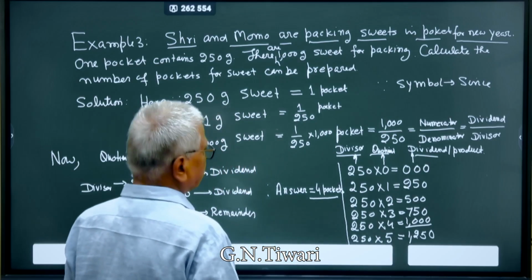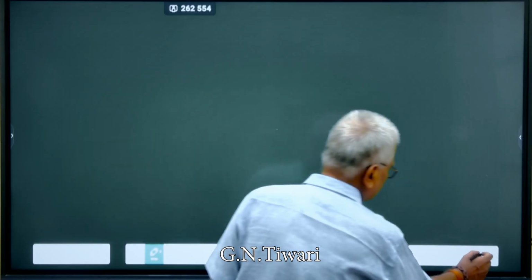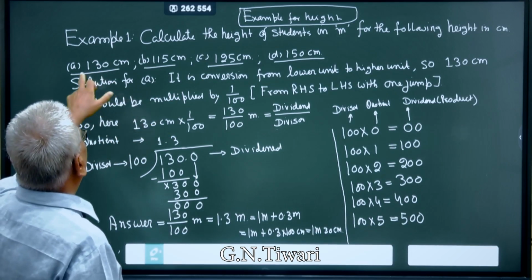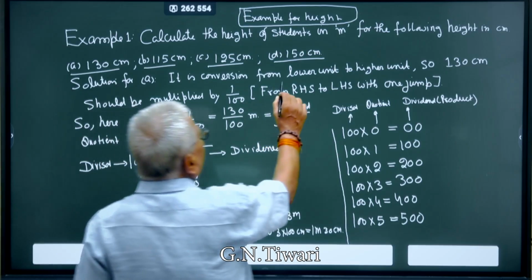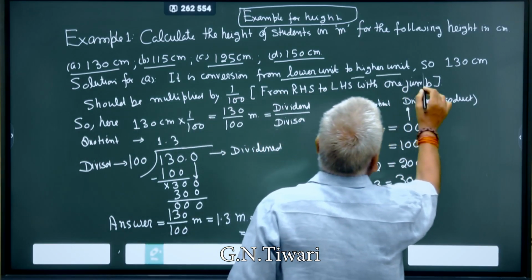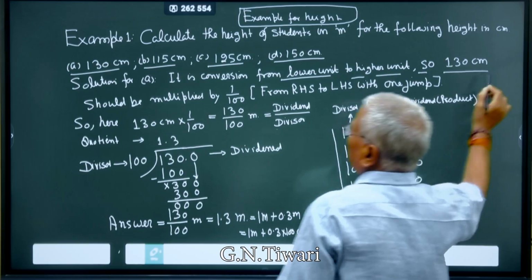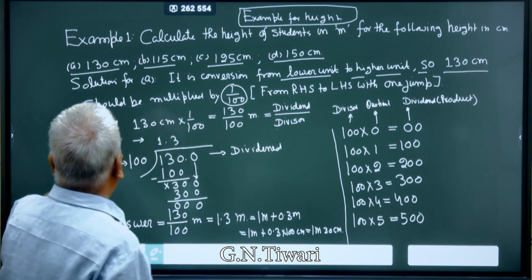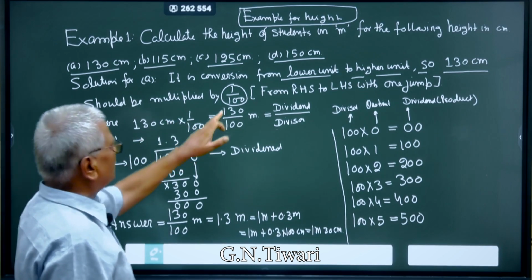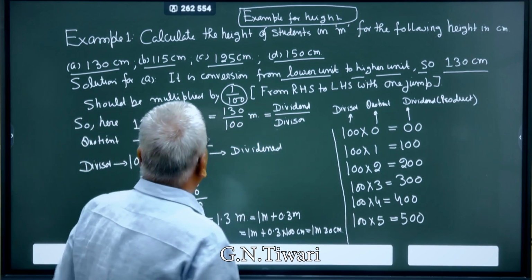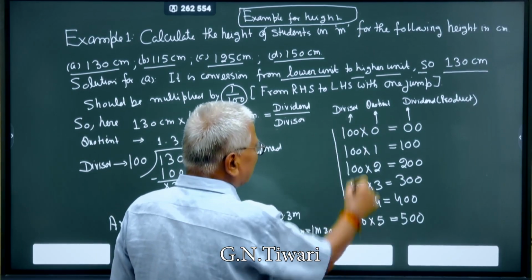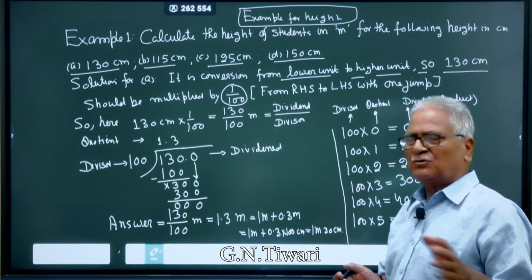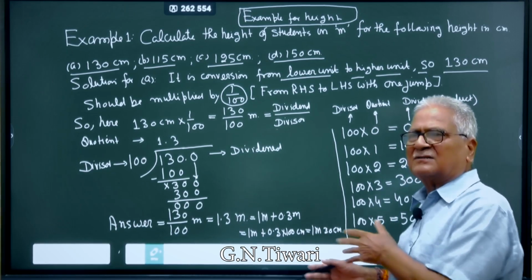अब देखिए, I have done the same thing. Solution for A, 130 centimeter. It is a conversion from a lower unit into a higher unit. So 130 centimeter should be multiplied by 1 by 100. 1 centimeter into 1 by 100, 130 upon 100, dividend upon divisor. Again here I put the mathematical table of 100. Generally students think that a table is only from 1 to 20, but no, it can be 100, thousands, lakhs, like that.